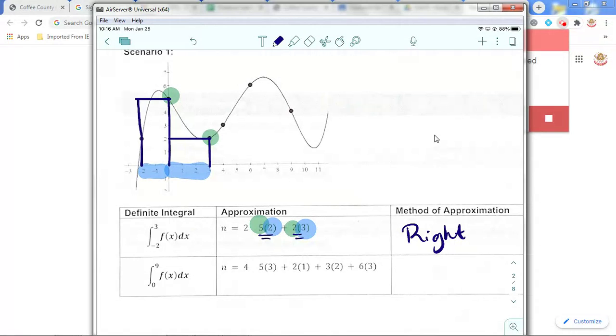Now I'm going to erase this. You guys might just want to use a different color pencil or something, because we kind of have to write on top of what we just did, so it's not super easy.